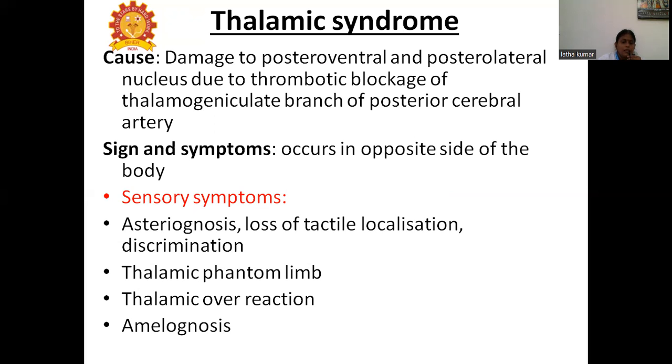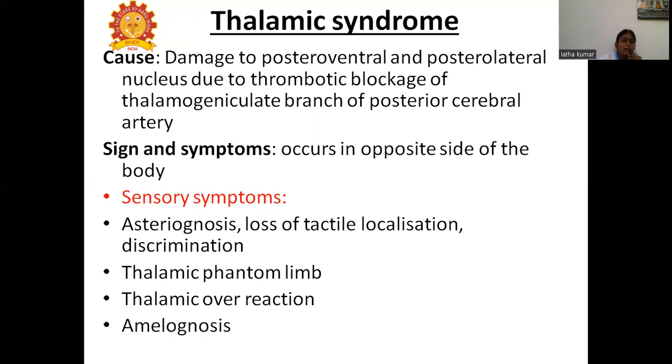So next one is thalamic phantom limb. In this case, the patient is unable to locate the position of the limb with closed eyes and searches for the limb in the air. So when the person closes his eyes, he is unable to locate his limb, and he will search for his limb in the air. This occurs due to loss of kinesthetic sensation.